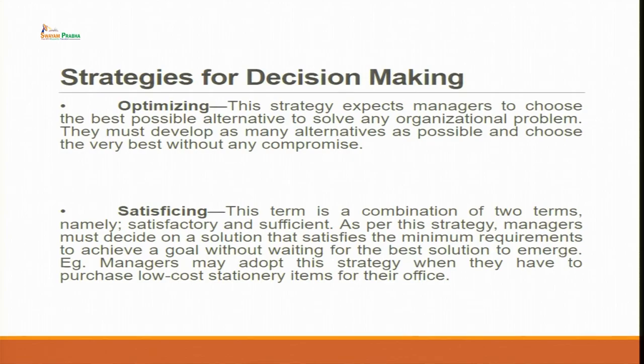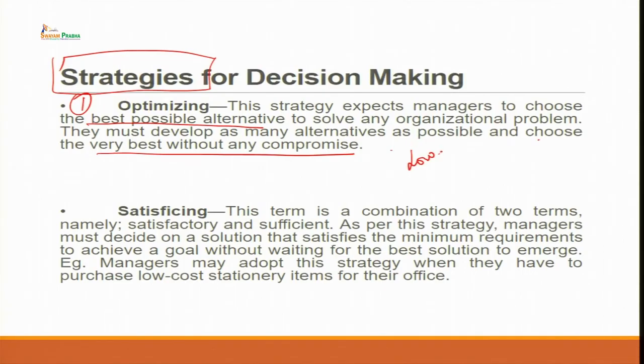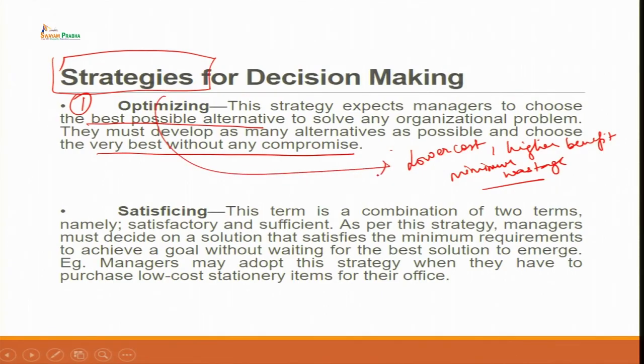Now, managers need to adopt certain strategies also for decision making. Apart from various tools, techniques, theories, definitely some strategies which enable the manager to reach the desired or accurate outcome. So, the first strategy is optimizing. This strategy expects the manager to choose the best possible alternative to solve any organizational problem. They must develop as many alternatives as possible and choose the very best without any compromise. So, that is important, that optimize means which incurs lower cost and higher benefit, and minimum wastage. That would be the most optimum decision that the manager can take.